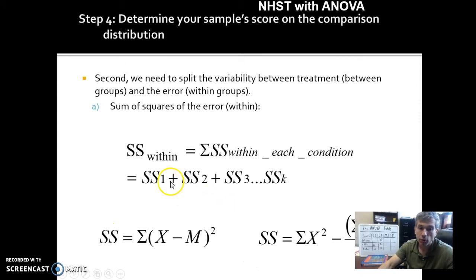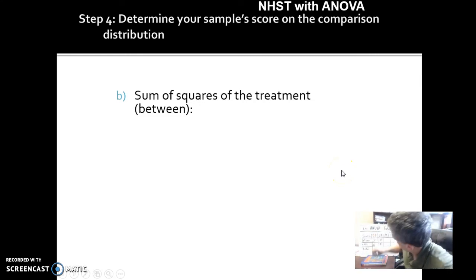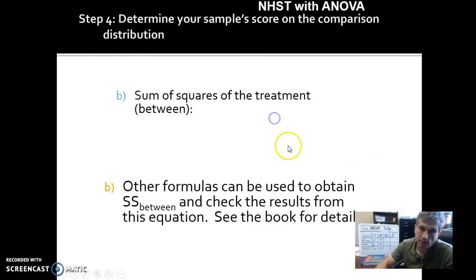You're basically using this formula once for each group, just for the scores in that group, and then adding them all up together, and that will get you your sum of squares within. Here's the good news. The sum of squares of the treatment, or between group sum of squares, which is going to go up here, we can get very easily.